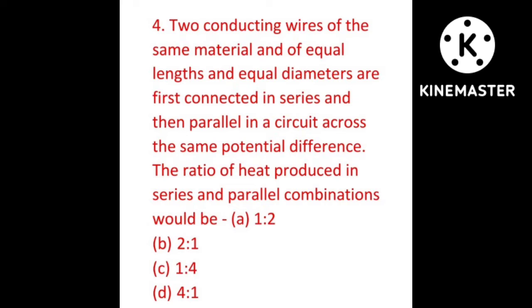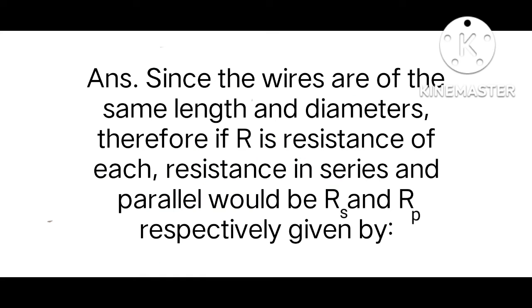Here it is given that the two wires are made up of same material and it has equal length and equal diameter. So each resistance we can take as R. Okay. And first of all we have to connect it in series and then in parallel. Then after that we have to find the ratio of heat produced in series and parallel combinations. If R is the resistance of each, resistance in series and parallel would be Rs and Rp respectively.